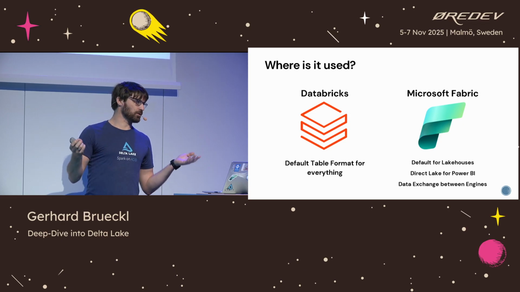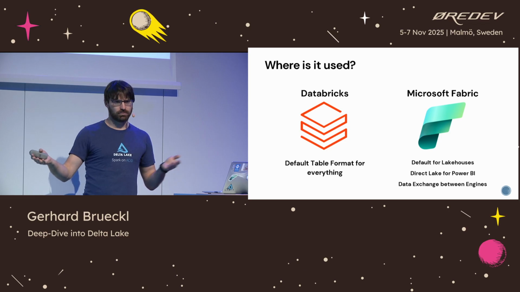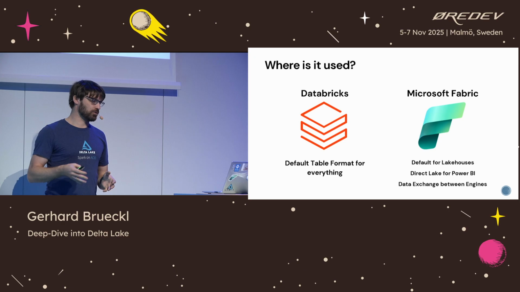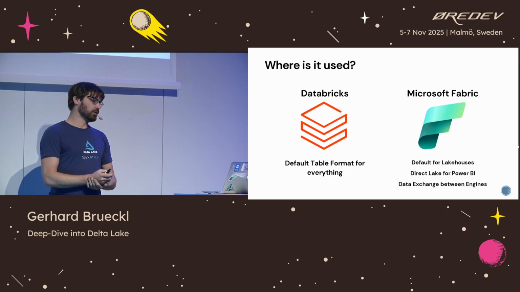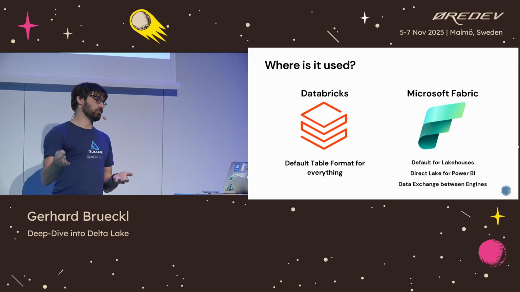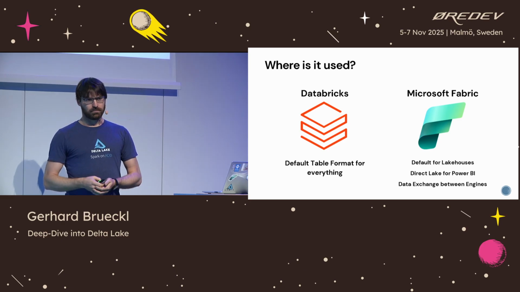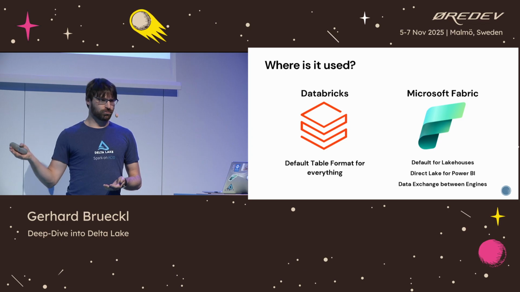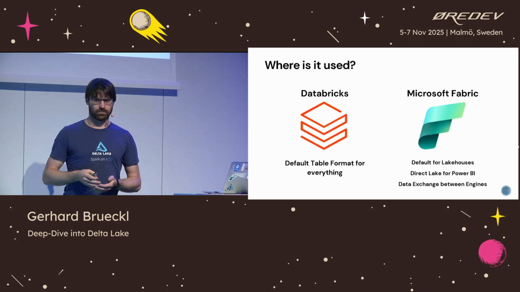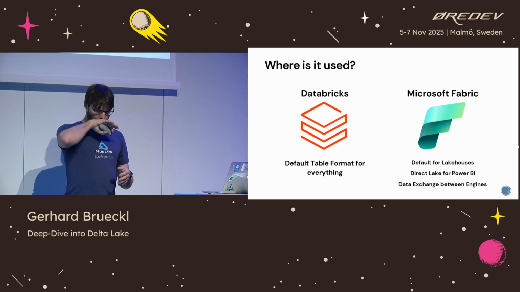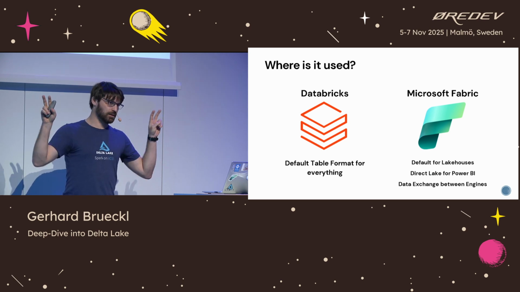So if you create a table in Databricks, it's actually creating a Delta Lake table for you under the hood. Microsoft Fabric, it's a bit richer in terms of being used more broadly. So it's the default for lakehouses. If you're working with Spark in Microsoft Fabric, it's usually creating Delta Lake tables as well. But it's also used as an exchange format between all the different processing engines. If you have real-time intelligence or a warehouse, all of them basically speak Delta Lake.